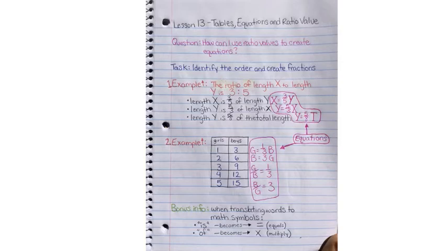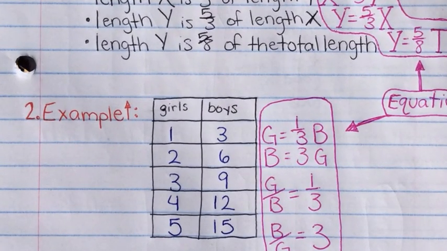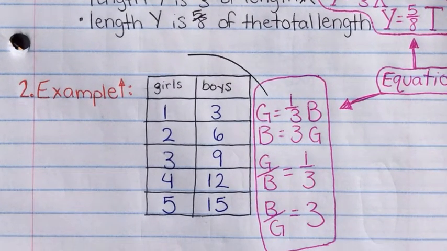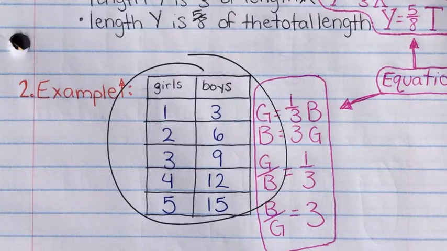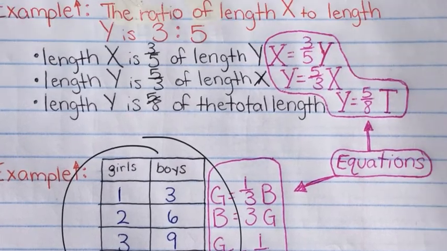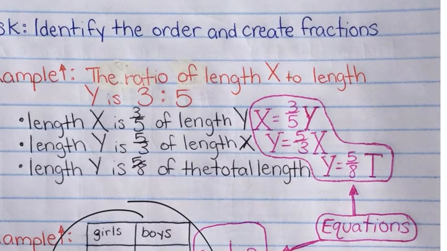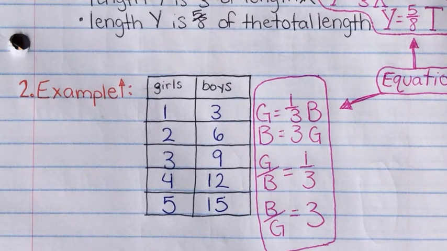Lesson 13, like I said, deals with tables, equations, and ratio value. Tables and ratio value are things that hopefully we should be pretty used to by now at this point. A table is just a way to organize your ratios, and the ratio value, if you remember, is you just take whatever your ratio is and you turn it into a fraction. Now, that's a little bit of review. Let's jump right into our new lesson.